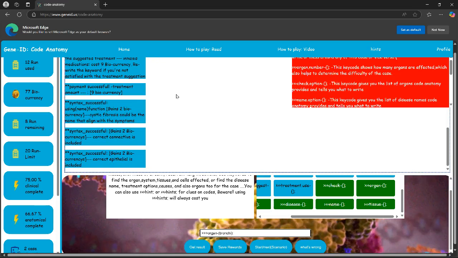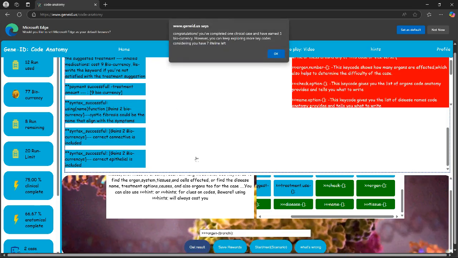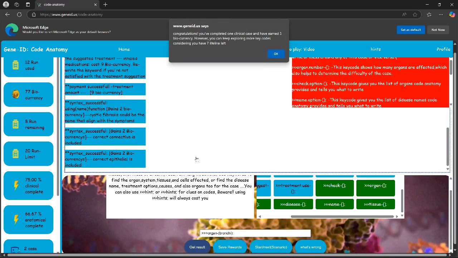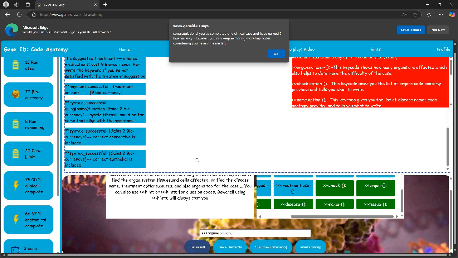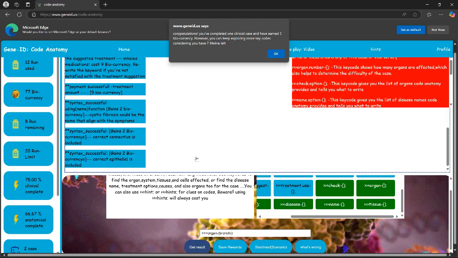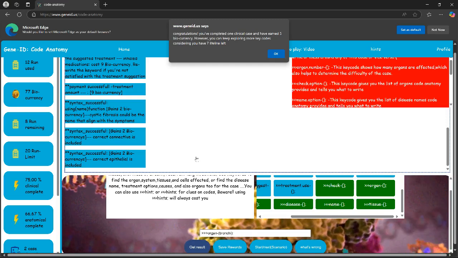And I want to make sure I can see my thing. Oh, good job. So here you can see it says, congratulations, you've completed 1 clinical case and have earned 5 biocurrencies. However, you can keep exploring more key codes considering you have 7 lifelines left. So at this point, I've successfully completed a clinical case. So I can save my results here and be done for clinical.